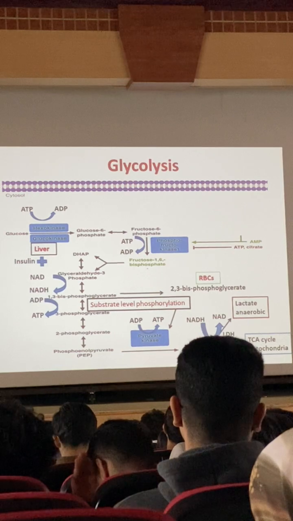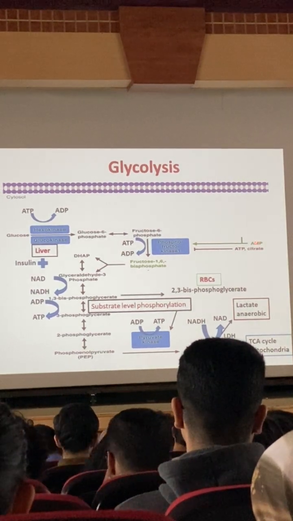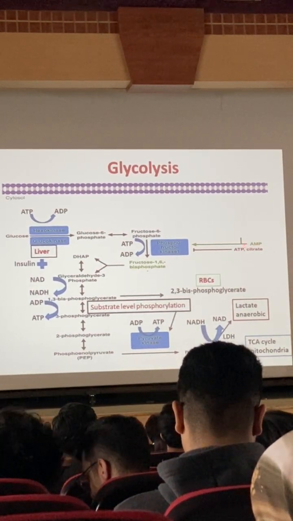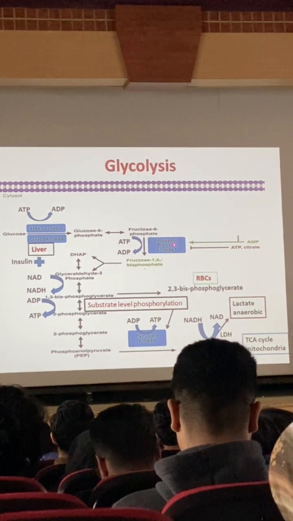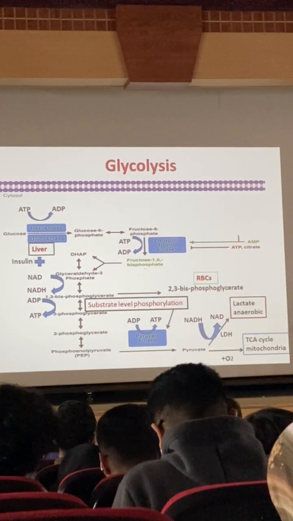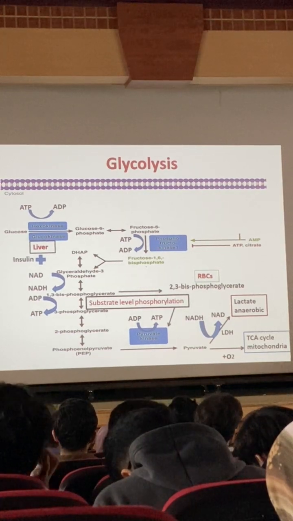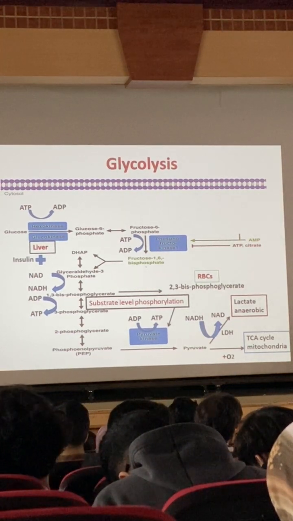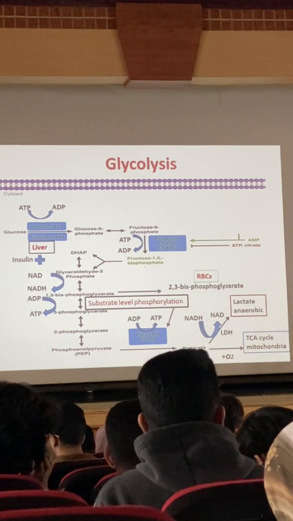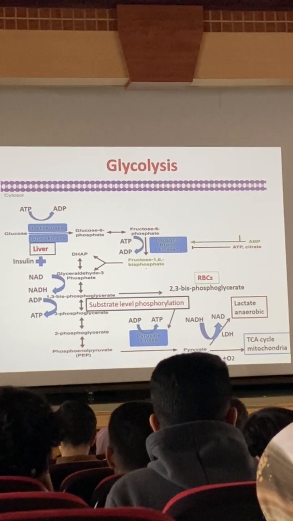Regulation is very important regarding this enzyme. How will it be regulated? By the level of AMP. AMP will turn on phosphofructokinase 1, while ATP and citrate will turn off phosphofructokinase 1.